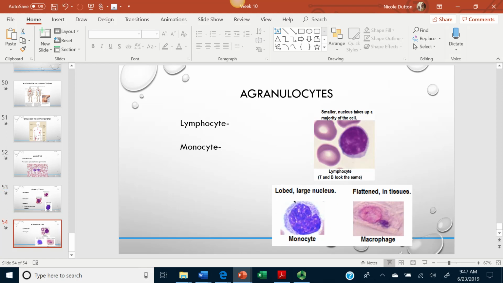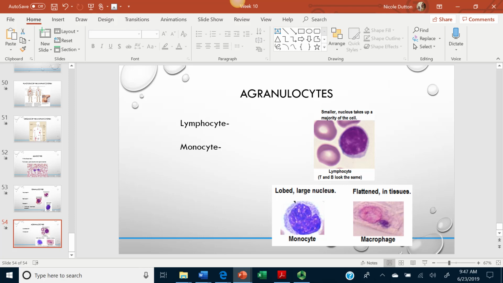With the agranulocytes, you have lymphocytes. Lymphocytes include the T cells and B cells, and they're smaller. They're almost the same size as a red blood cell, and their nucleus takes up almost the entire inside of the cell. Natural killer cells are also considered lymphocytes.